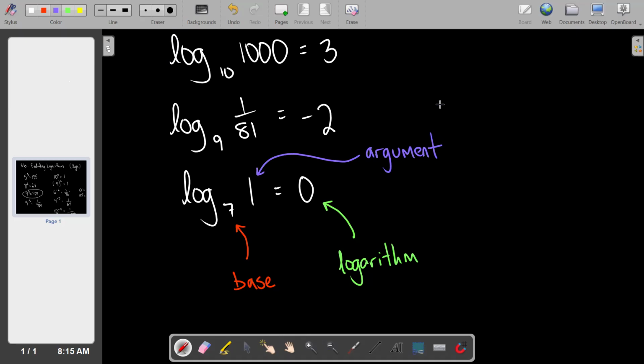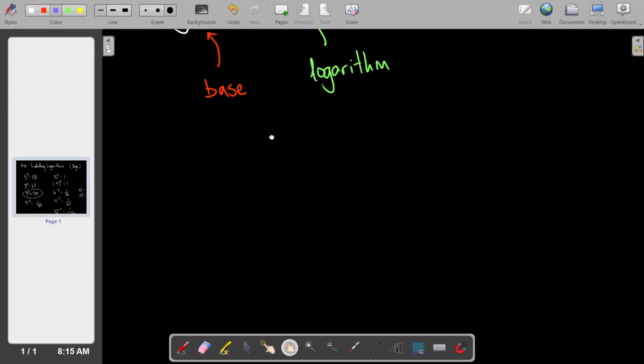So every log consists of 3 parts. It consists of the base and the argument. And then the logarithm itself is the key to the puzzle. The logarithm is the exponent that's required to turn the base into the argument. It's a lot of words, right? So let's run through and evaluate a couple more, and then we'll talk about some rules. There are some rules with logarithms that you'll just have to accept. 2 of the 3 rules make a lot more logical sense than the third.